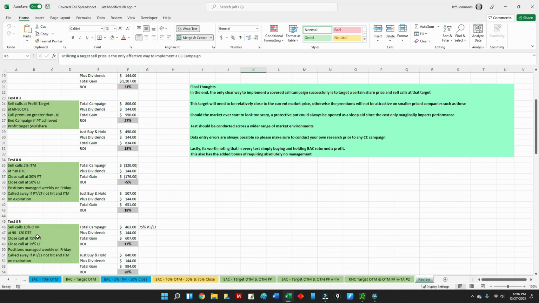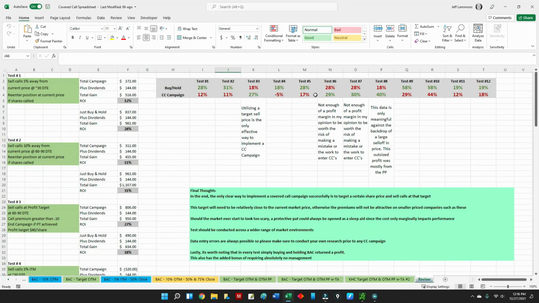Test number five is I was going to sell 10% out of the money, except I was going to go longer time frame, and I was going to give myself a 75% target. And you can see that didn't really work out either. It was profitable, but it wasn't as profitable as just buying and holding.